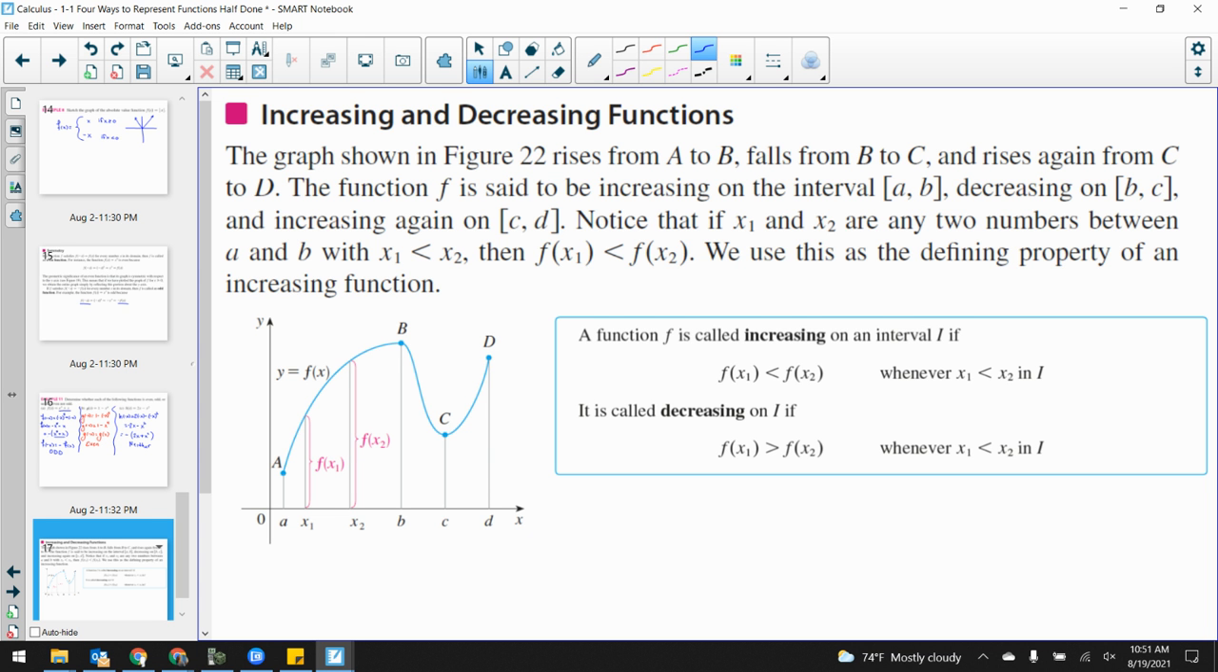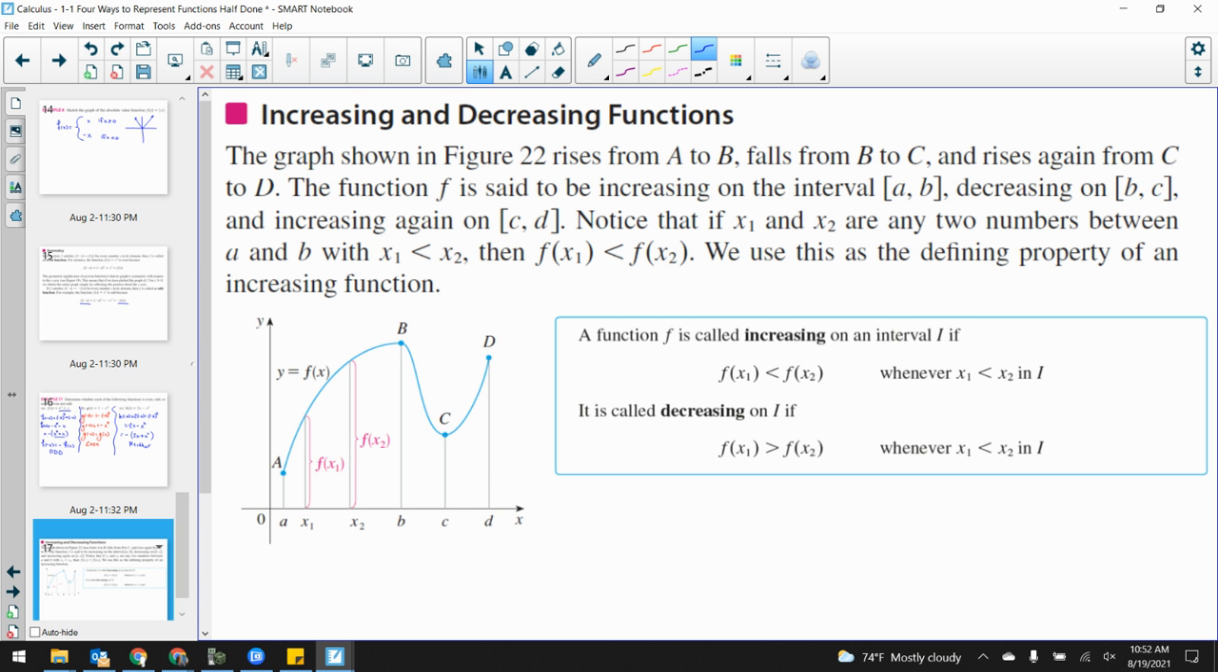Quite easily, the interval from A to B. That's increasing, right? It's going up. The function is going up. Or I could have said, likewise, from C to D. That's an interval where the function is increasing. The only interval where the function is decreasing is from B to C. That's it. Right? That's what I mean by increasing and decreasing.